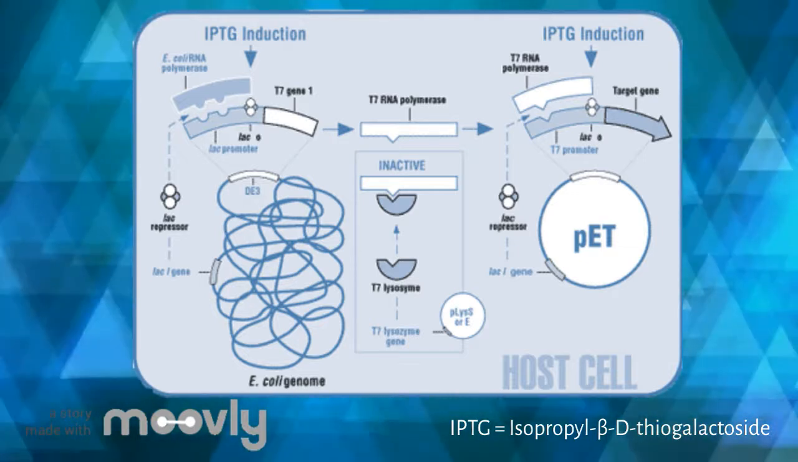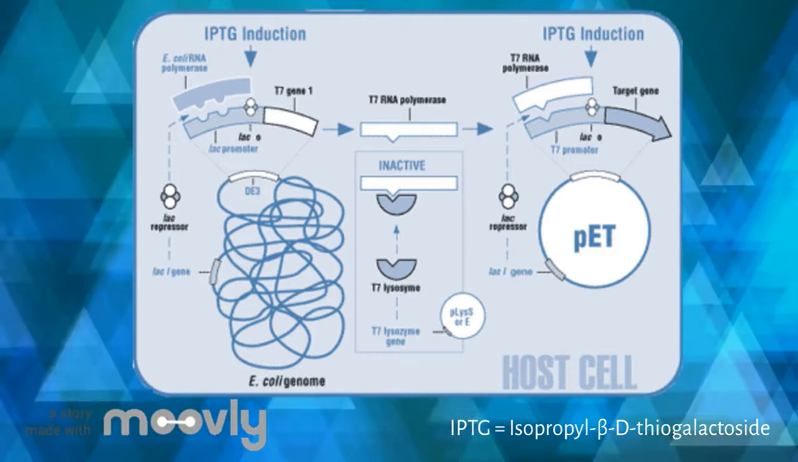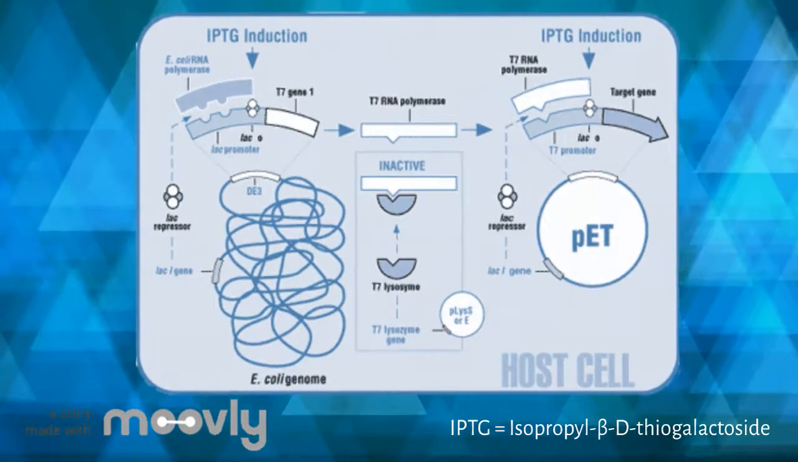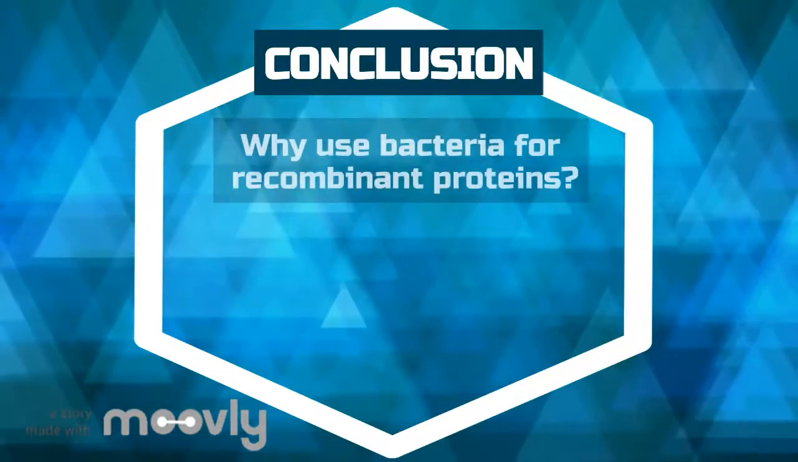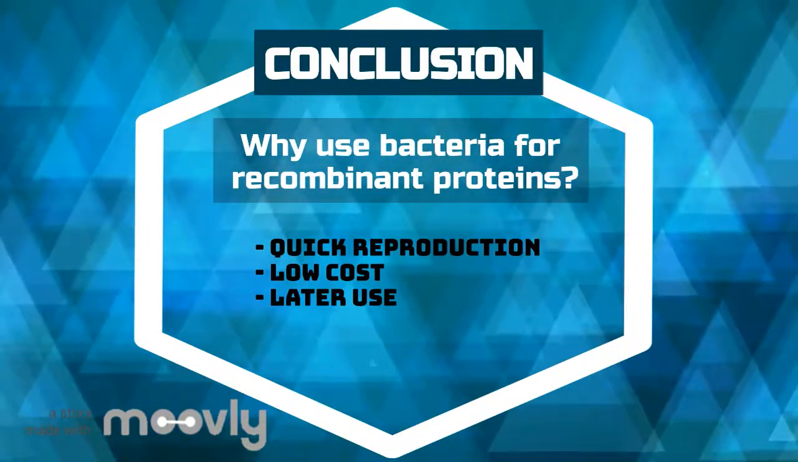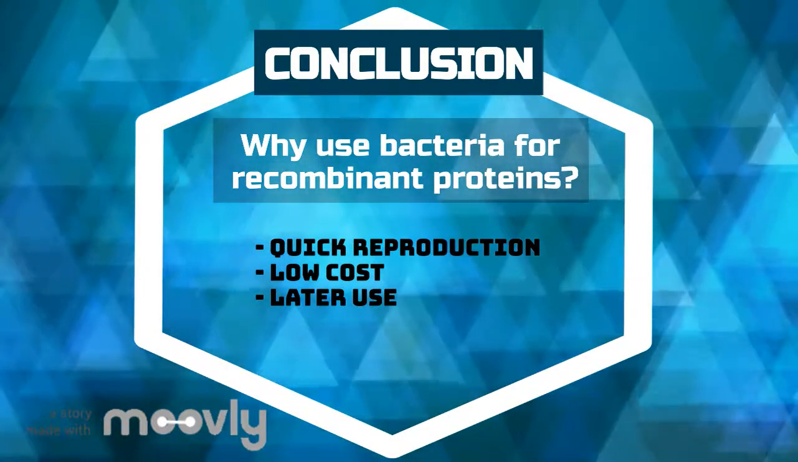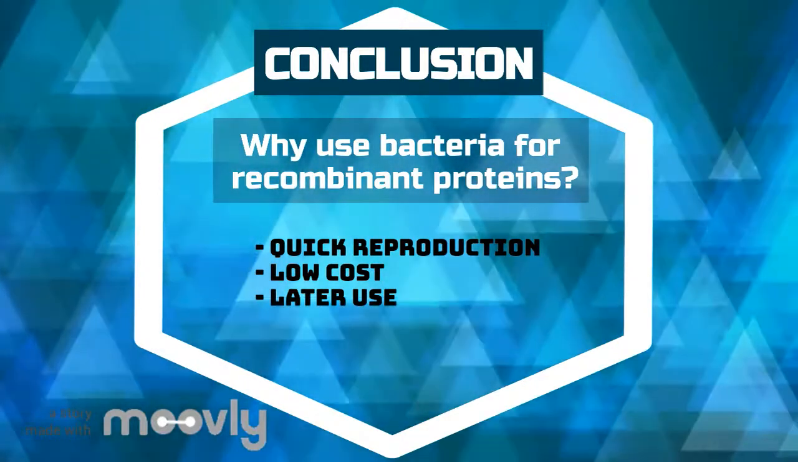Once induced, the T7 RNA polymerase will transcribe high quantities of the protein of interest under the control of its T7 promoter. There are many purposes for using bacteria to produce recombinant proteins. This includes their fast reproduction rate, their low cost, and their ability to be stored on ice for later use.